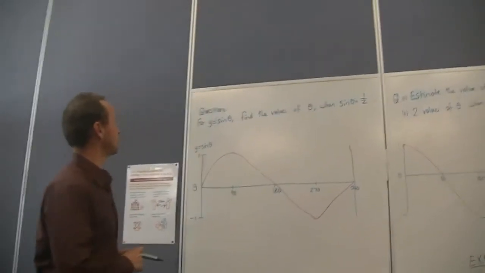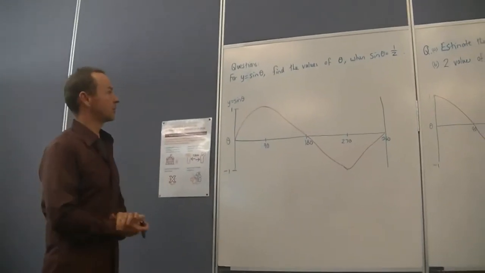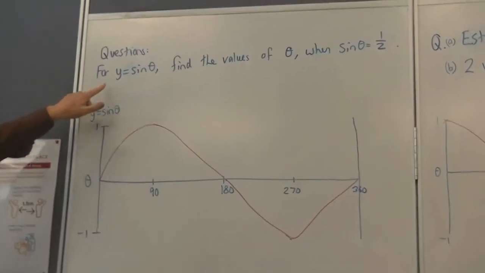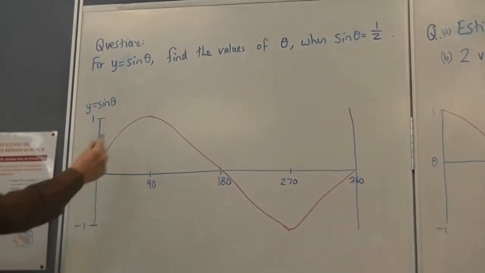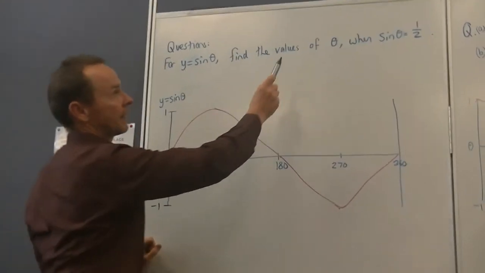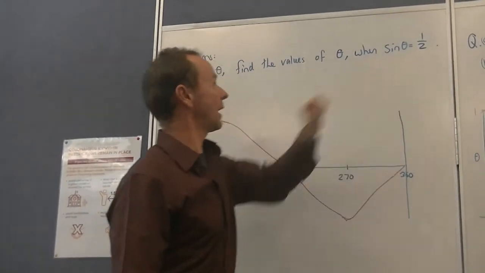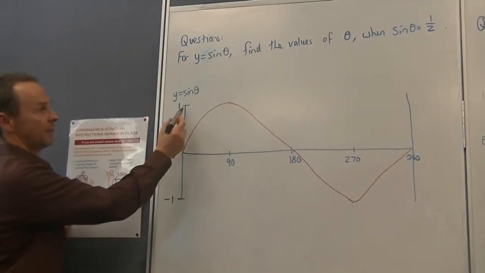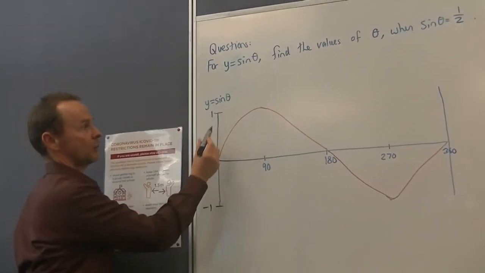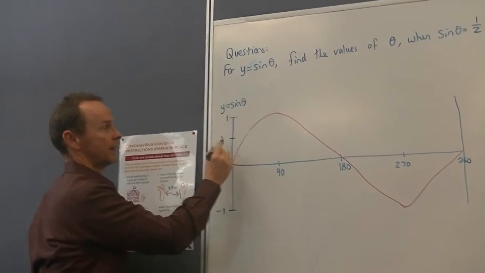Alright, let's do some questions. How are we going to solve these questions? So, for the graph y equals sine theta, which is here, find the values of theta when sine theta is a half. So this whole graph thing is equal to a half. So where is that equal to a half? We find here. Here it's 0, here it's 1. So a half is about there.